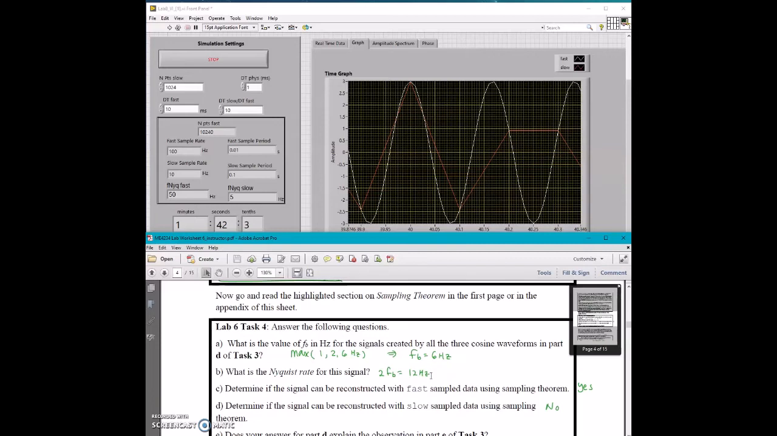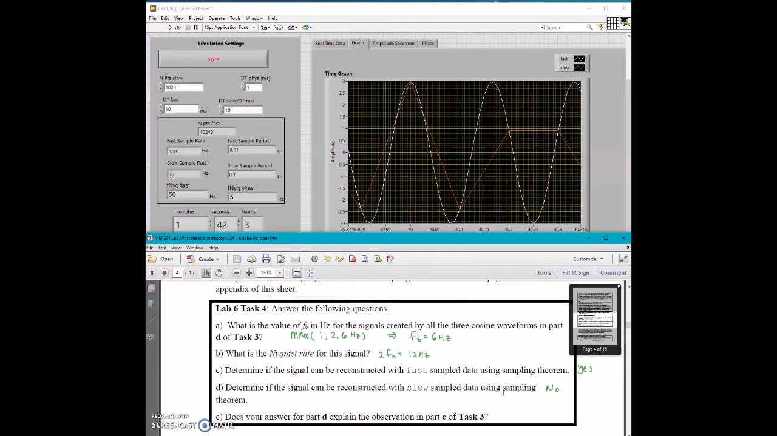You need to have at least a 12 Hz sampling rate so you can capture the 6 Hz signal. So that's what the Nyquist rate means. It's the minimum sampling rate that you need to capture a certain signal frequency, or all the signal frequencies in this case. So C, determine if the signal can be reconstructed with fast sample data using the sampling theorem. Yes. Why? Because your sampling rate for the fast sample data is 100 Hz. It can capture up to a 50 Hz signal.